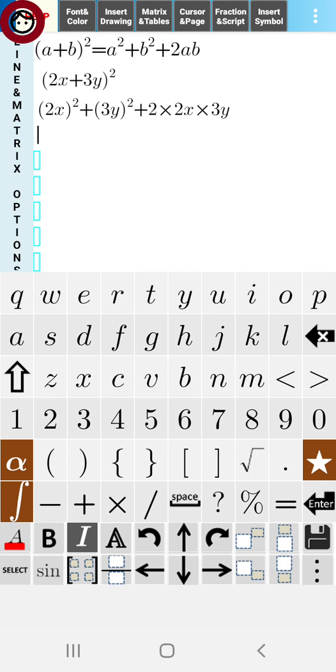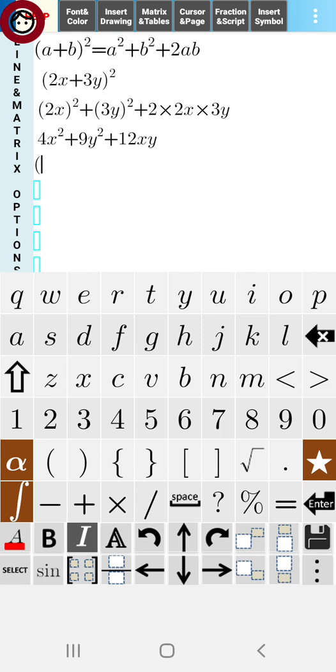(2x)² will become 4x², plus (3y)², square of 3 is 9, so it will become 9y², and for 2ab, 2 times 2 is 4, 4 times 3 is 12, it will become 12xy. Now we will see how we can expand if one of the numbers is given in fraction.